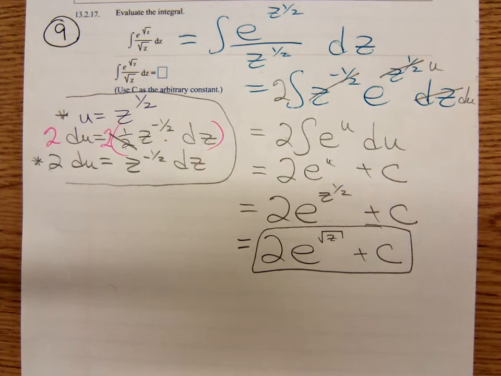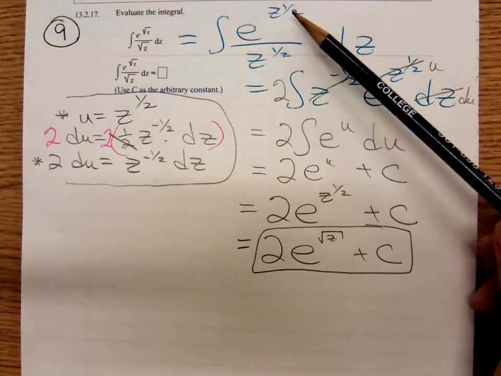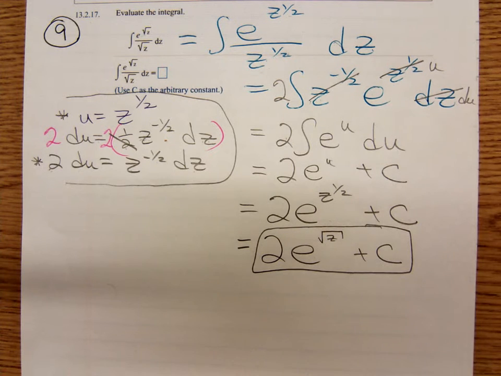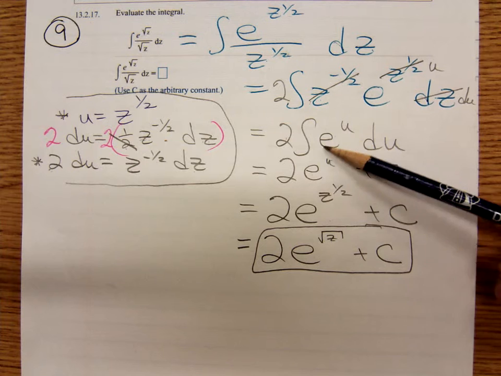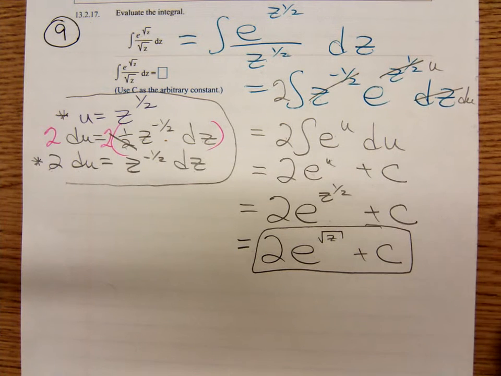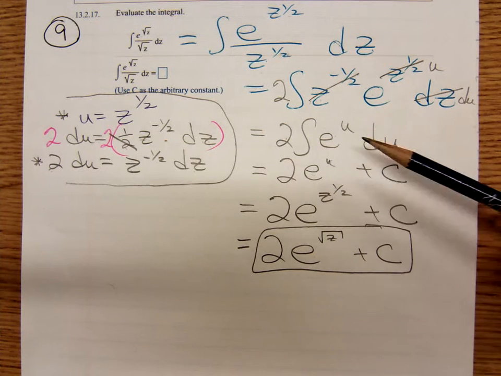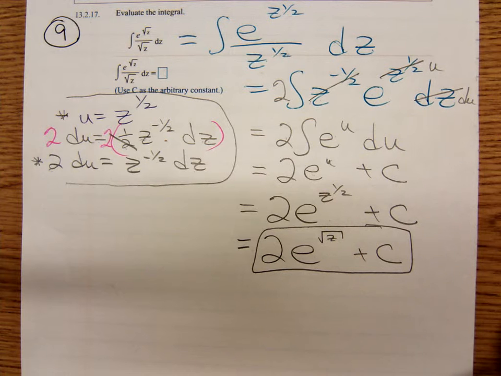If you have an e to a power that's other than just a single letter, then my recommendation to you is to try u substitution and let u equal whatever the exponent is on e. We know that the antiderivative of e to a single letter is just e to that single letter. The derivative of e to the x is e to the x, so vice versa. Any questions?